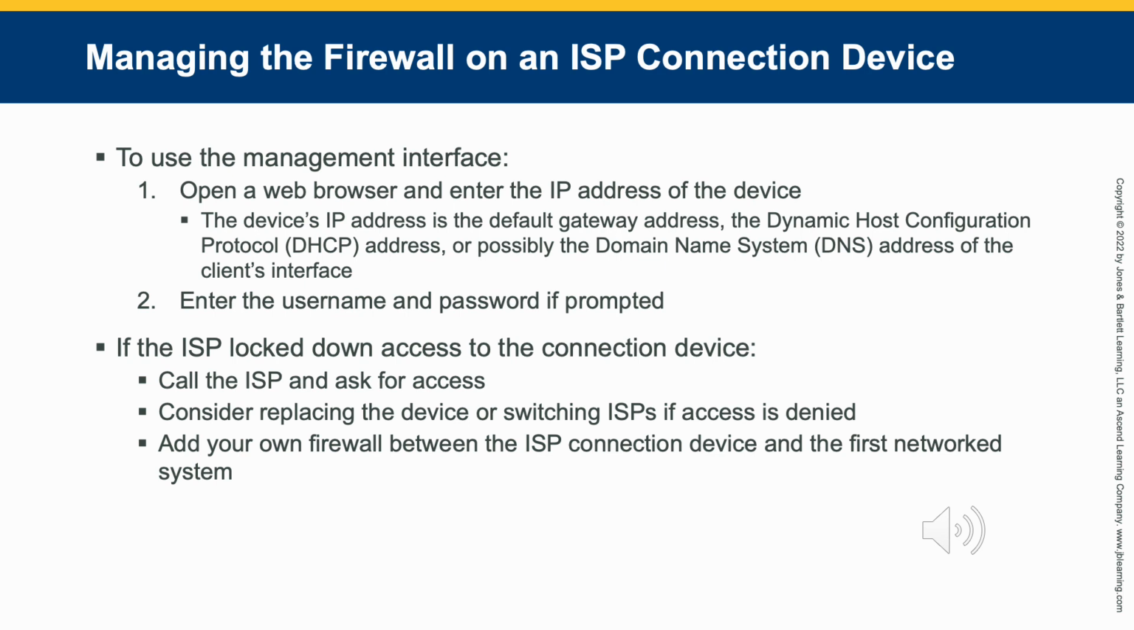Managing the firewall of an ISP connection device, meaning a managed device from the ISP: try to use the IP address or the DNS name to log into the device. If it's prompting you for a username and password, put them in. If the ISP has locked that connection, call and ask for access. If they're not willing to give it to you, consider replacing the device or switching ISPs. Also, it's a good idea to add your own firewall in between the ISP and your network.